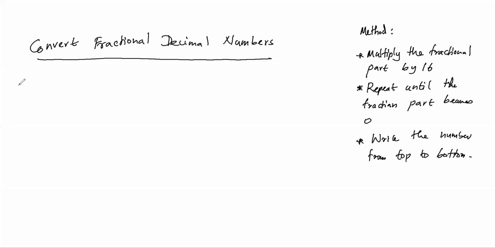So let's look at converting fractional decimal numbers into hexadecimal. So the method is you multiply the fraction part by 16 until you get 0 in the fractional part, and then you write from top to bottom, right? The numbers in front of the decimal point. Yes, so that's how we are going to use.